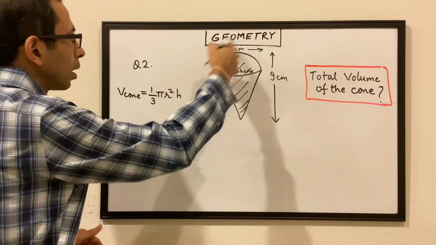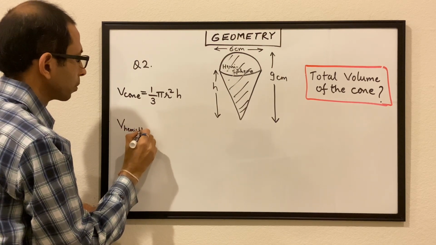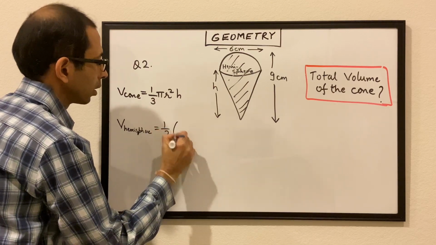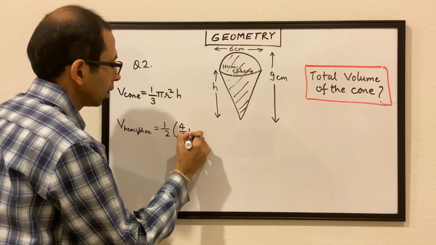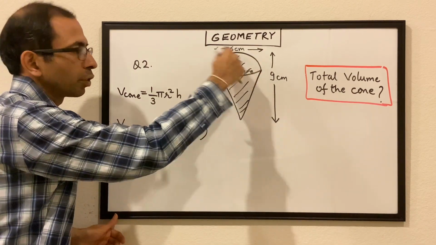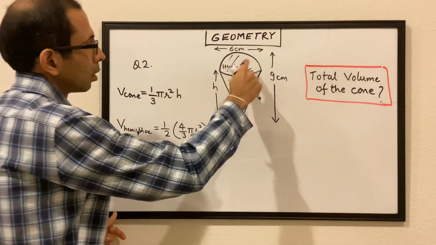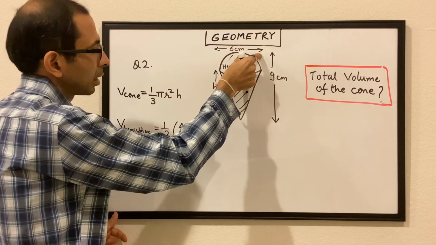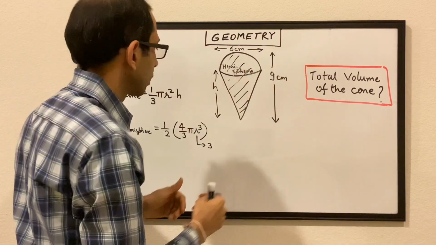Okay. The volume of the hemisphere would be half times the volume of the sphere, and the volume of the sphere is 4 over 3 pi r cube, correct? So half of this, because this is a hemisphere, right? Okay. Now, if we look at the hemisphere portion, the radius of the hemisphere is clearly 3. So r is clearly 3 here, right? Because the diameter is 6.